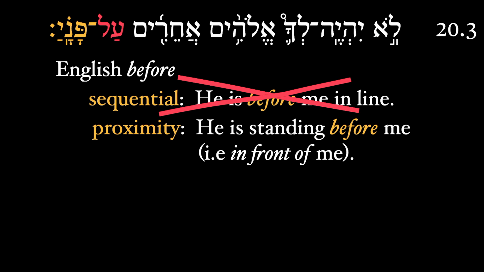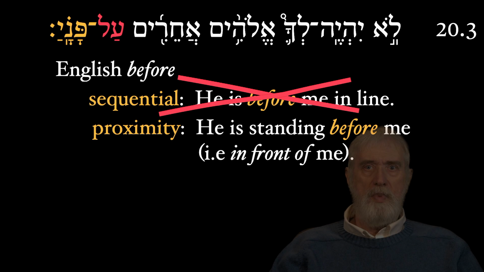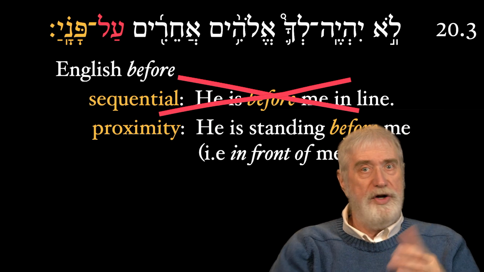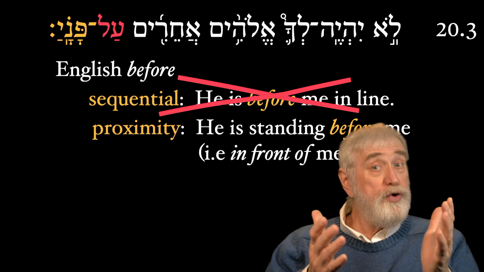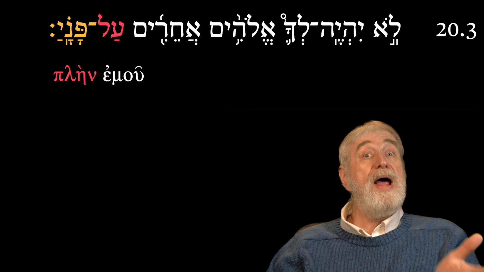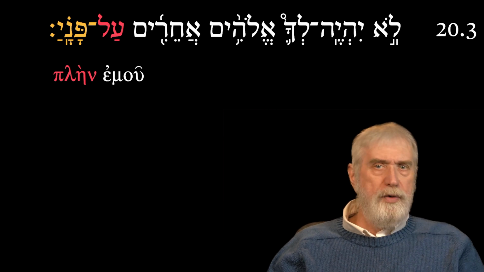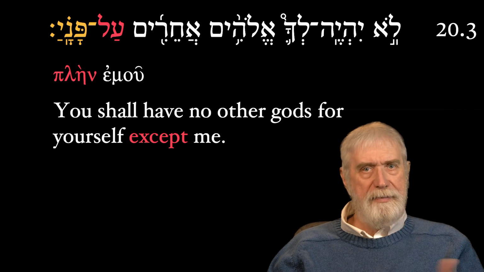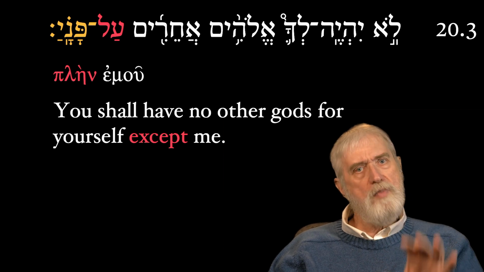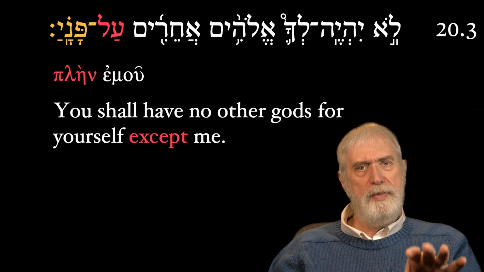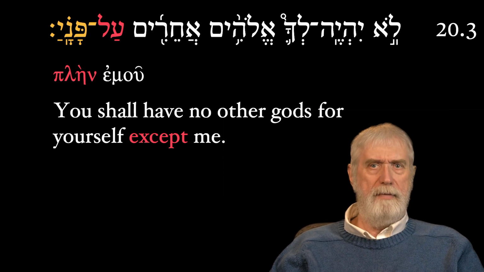Yahweh does not want any other gods anywhere around him, period. By the way, the translators of the early Greek translation that we sometimes call the Septuagint understood this. They translated this into Greek as plain emu. You'd render that as, you shall have no other gods for yourself except me. The point of the instruction is that Israel should worship Yahweh exclusively.